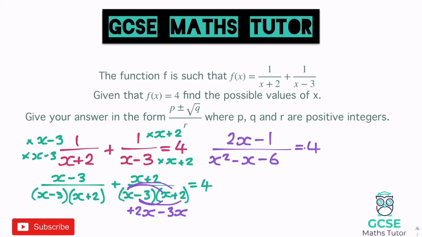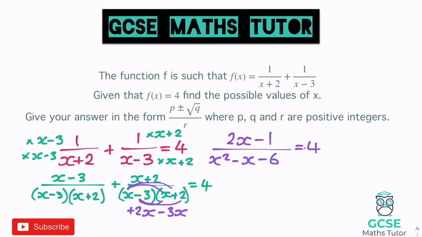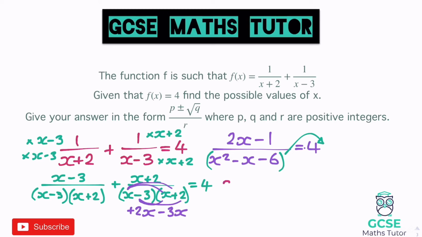So now we've got an equation that we can go about rearranging. We obviously don't want fractions in our equation, so let's multiply up the denominator. I'm just going to times both sides by x squared minus x minus 6. If I put that in a bracket, that's just going to multiply up next to the 4. So we've got 2x minus 1 on the left, and that is equal to 4 lots of that denominator there, x squared minus x minus 6.